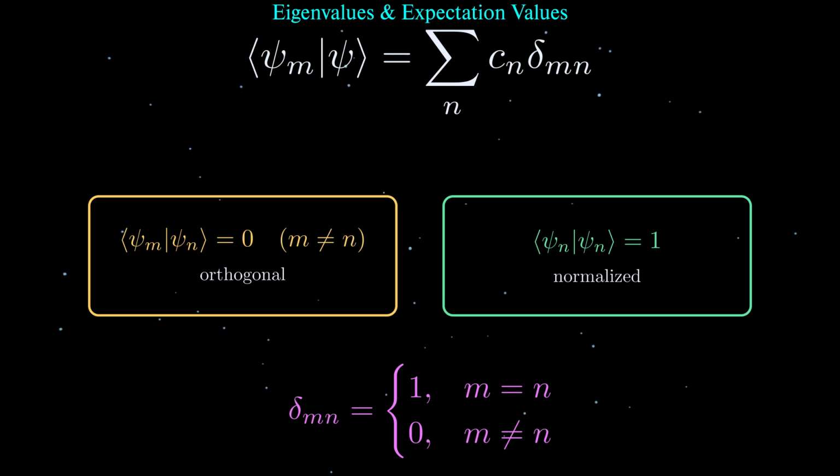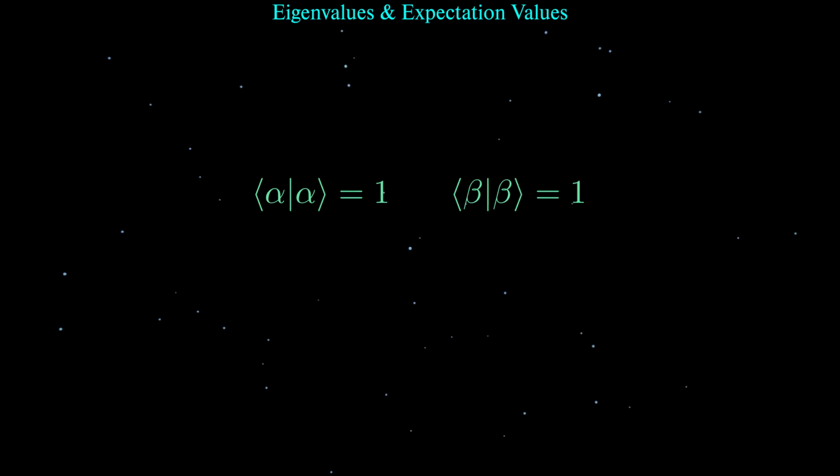So basically, the Kronecker delta is a mathematical way of saying the same state gives 1 and different orthogonal states give 0. So for spins of 1/2, this means that the inner product of alpha and alpha is 1, and beta's inner product is also 1. But the inner product of alpha and beta is 0, and the inner product of beta and alpha is also 0. Because alpha and beta are orthogonal basis states. They have completely distinct directions in this two-dimensional spin state space.